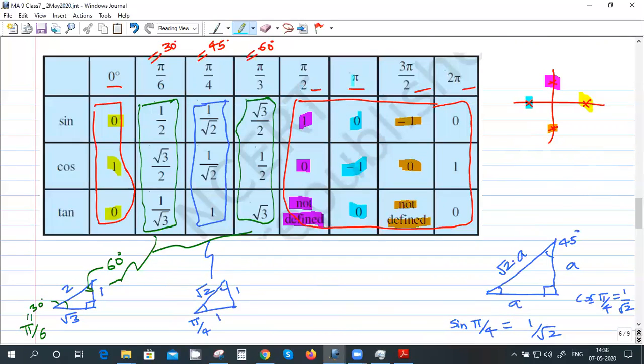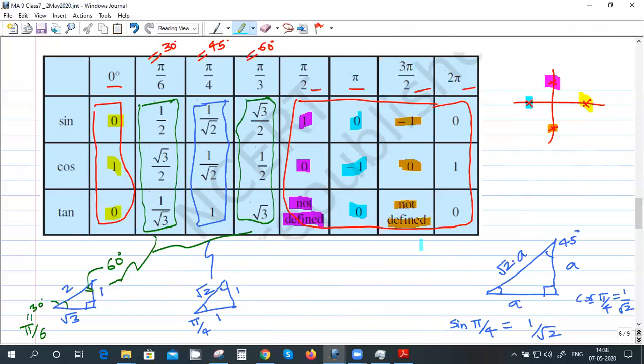Right. So basically, the angles, you know, right? Pi by 2 is the positive y-axis, and pi is the negative x-axis, and 3 pi by 2 is the negative y-axis, and 2 pi is the x-axis. Right? That's what the angle means. Is that clear?